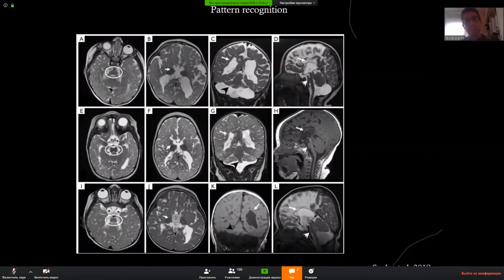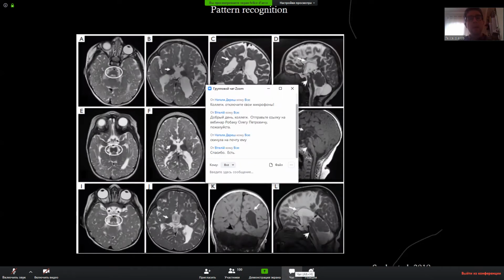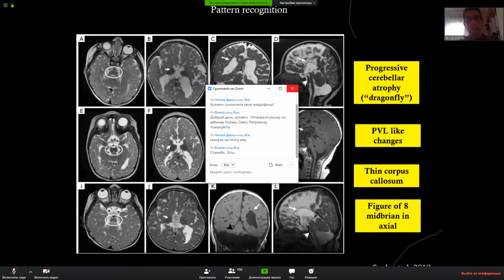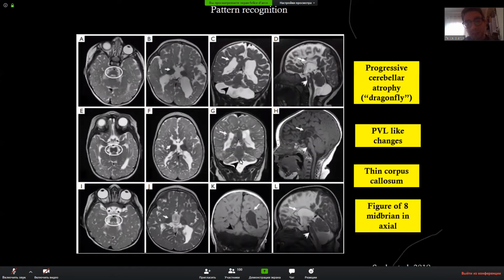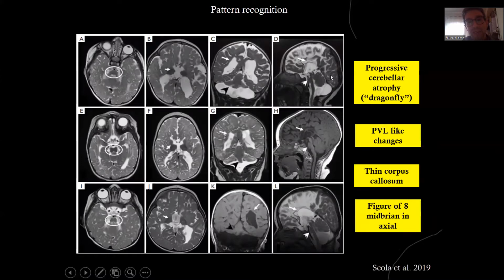Look at these cases. This is a paper that we recently published with Elisa Scola, a neuroradiologist from Milan, and you can see there are some characteristics in these patients. First of all, there is a progressive cerebellar atrophy of a dragonfly pattern. Look at this. This is the image I showed you before, but also here the vermis is preserved. In all three patients, the size of the vermis is quite bulky in comparison to the massive reduction in the size of the cerebellar hemispheres. So first of all, you have a dragonfly pontocerebellar atrophy. Look at the pons, it is very small.